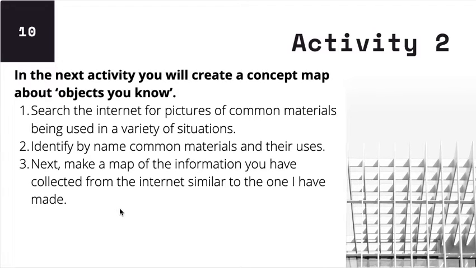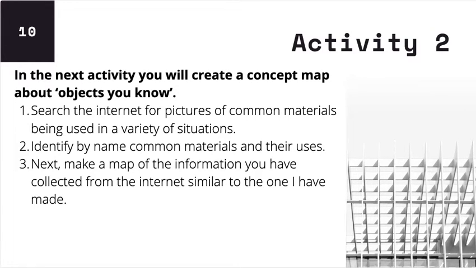In this next activity, what you're going to be doing is creating a concept map. So now you know a fair bit about common materials and you've started to think reflectively about why they're used in certain situations. And right now what we're going to be doing is searching the internet for more common materials and how they're used. Identify by name the common material and their use, and then make a map of the information that you have collected from the internet, similar to the one that I've made. And I'll show you that map now.